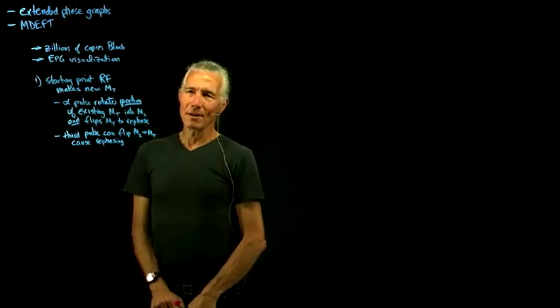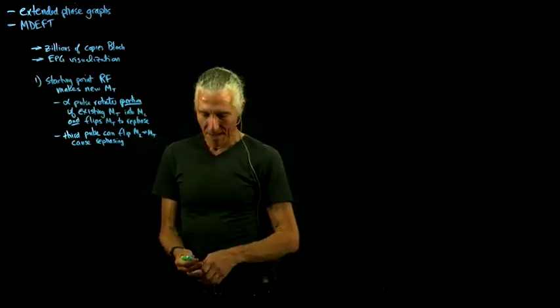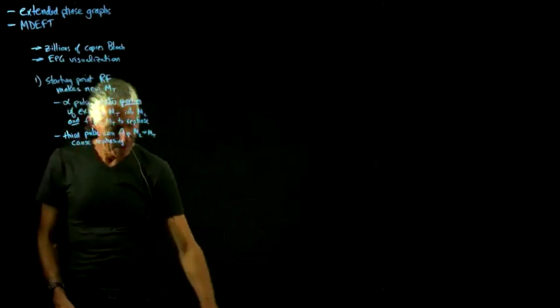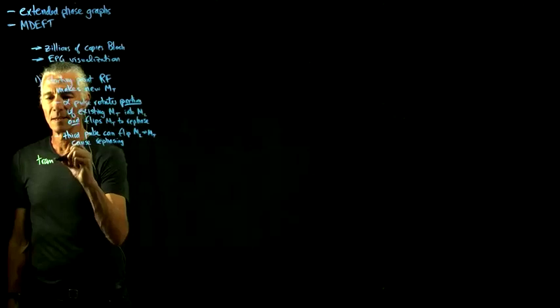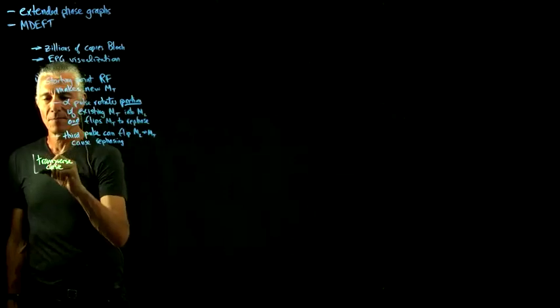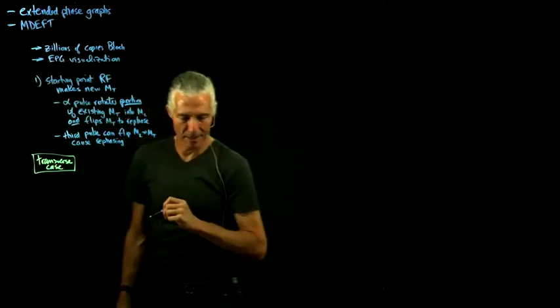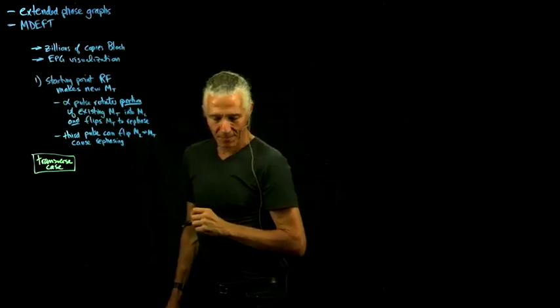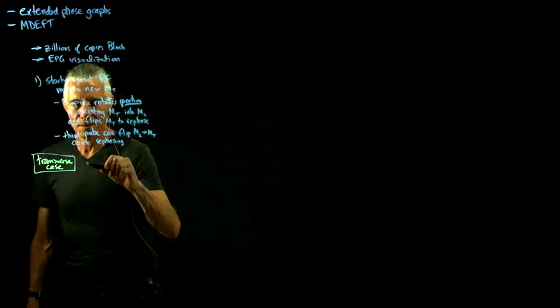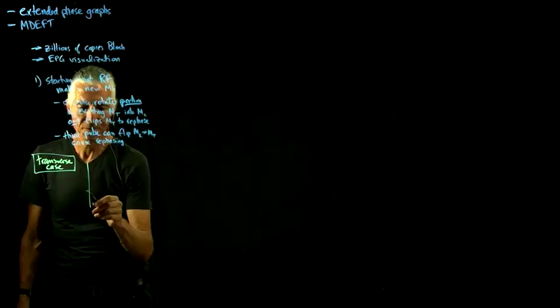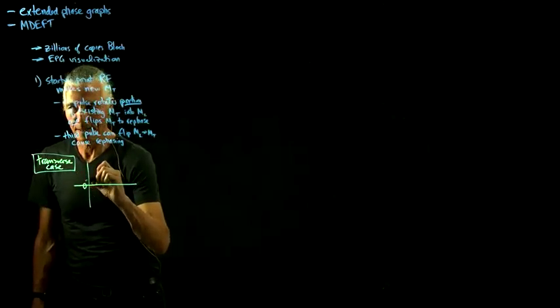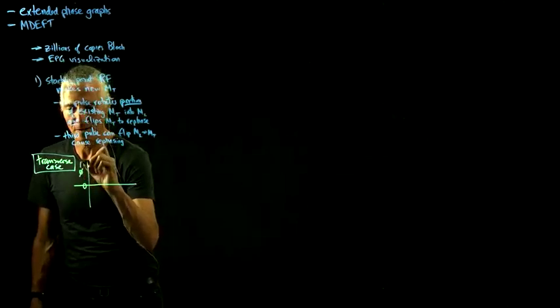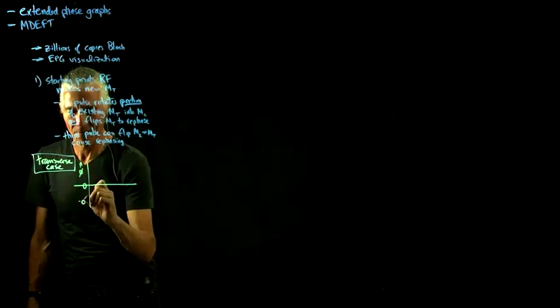Okay, so there were two rules for what to do when an RF pulse occurs. The first rule is the transverse case. So we've got some transverse magnetization that's dephasing. So here's our graph of phase. This is 0 phase, this is phase going up here, and this is negative phase going this way.